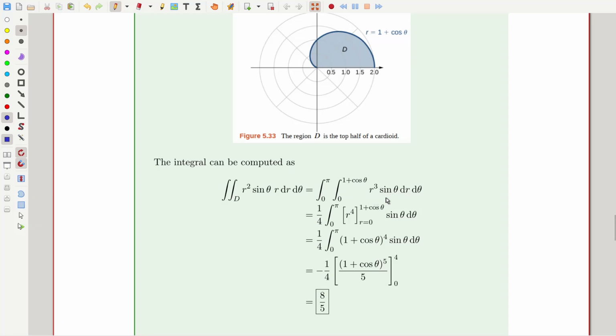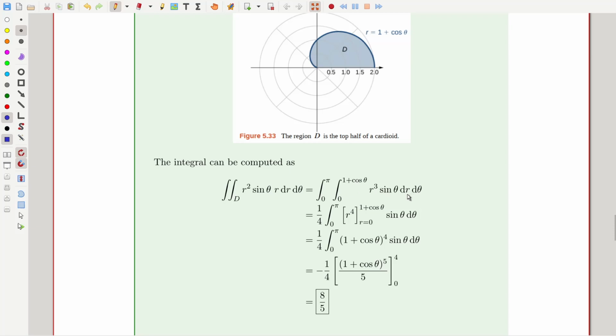And so, although in this case the function itself can be split into a function of r and theta, the issue is that the domains cannot be. Because the bounds for r depend on theta, we can't just split these two integrals apart. We have to treat this as an iterated integral.